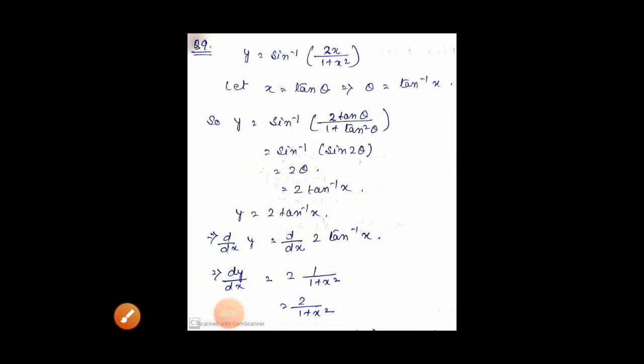So, to simplify this kind of questions, we have to use trigonometric functions. Since here we have used x is equal to tan theta.